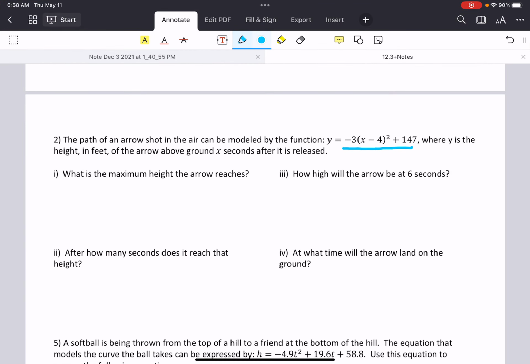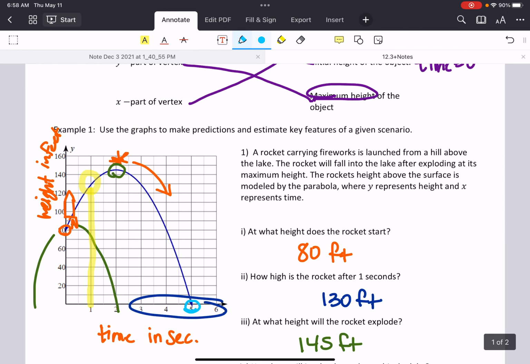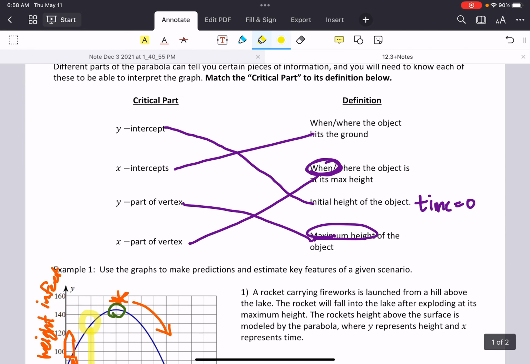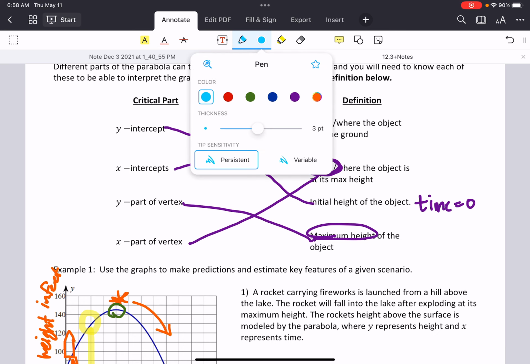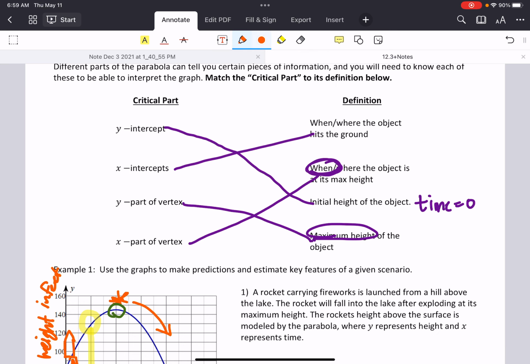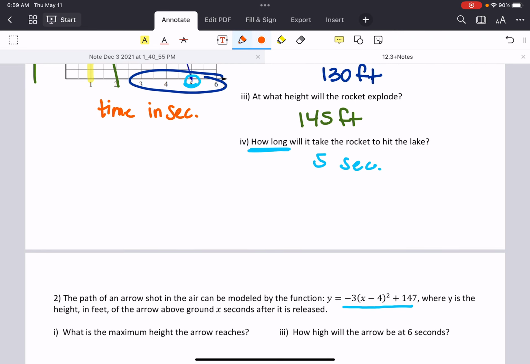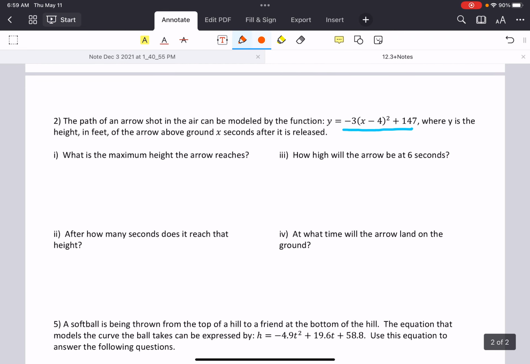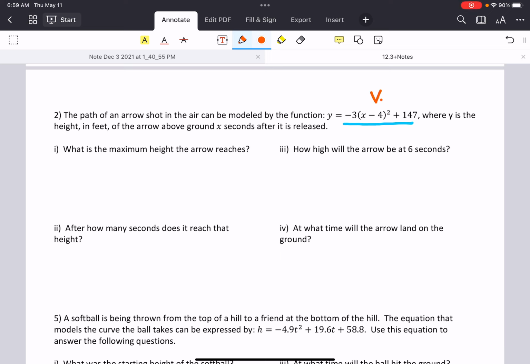What is the maximum height that the arrow reaches? Well, if I come back to where it tells me what maximum height means, maximum height matches with the y part of the vertex. Well, hey, this one is in vertex form, and my vertex happens to be at (4, 147). We learned how to find that on the first day. So the maximum height, because this is the x part of the vertex and that's the y part of the vertex, is 147 feet.